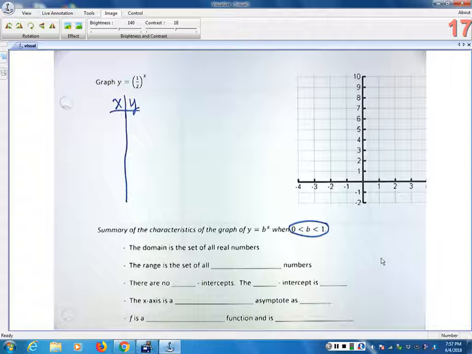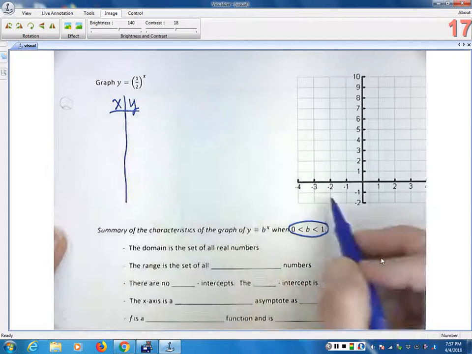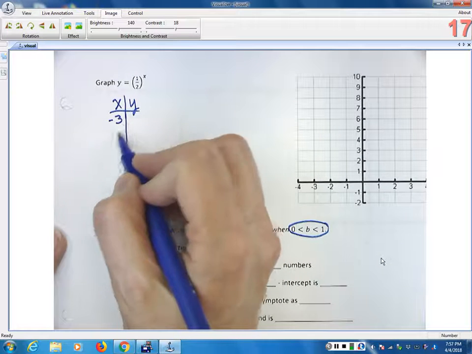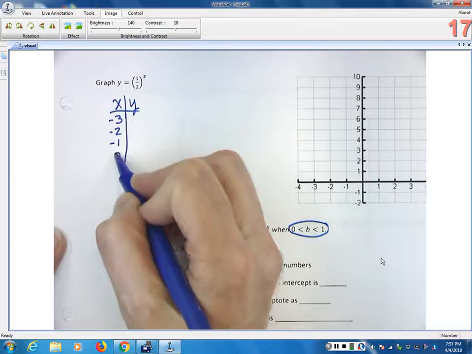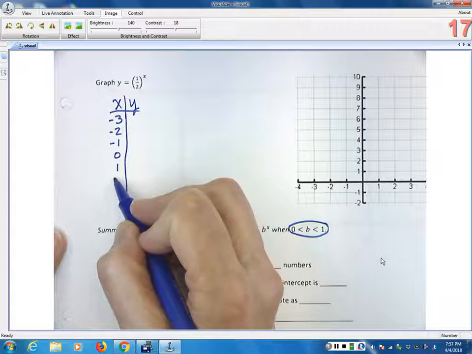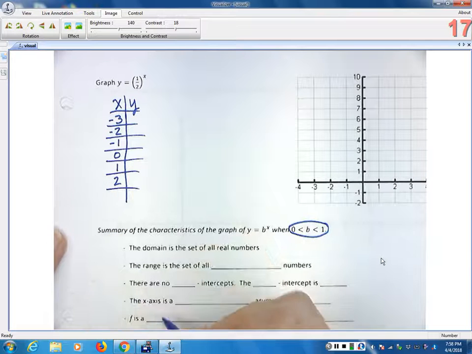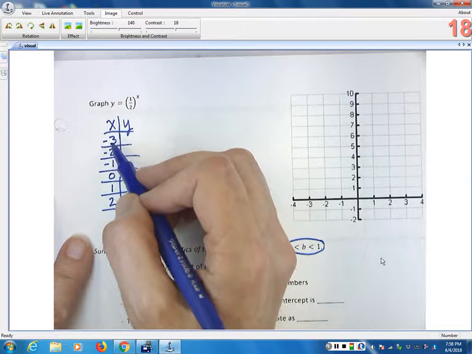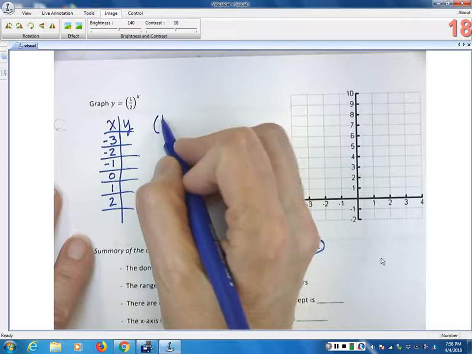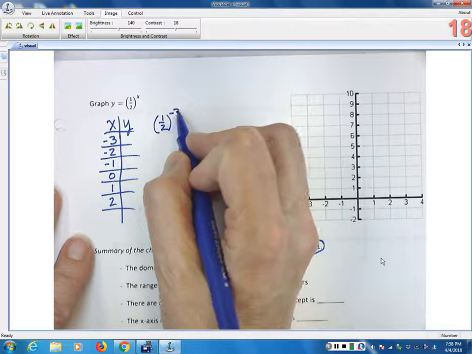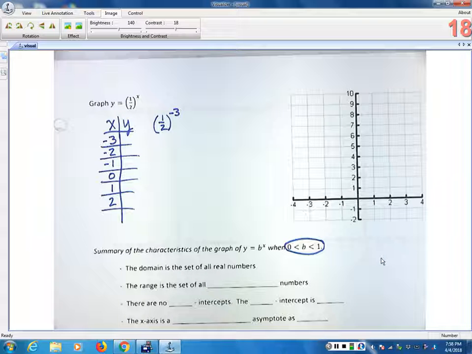We're going to pick convenient values of x, like -3, -2, -1, 0, 1, 2. So you're going to put in -3 for x, so you're going to take 1/2 to the -3 power. We do have to review our rules of exponents.